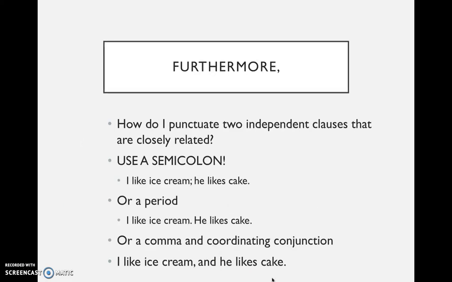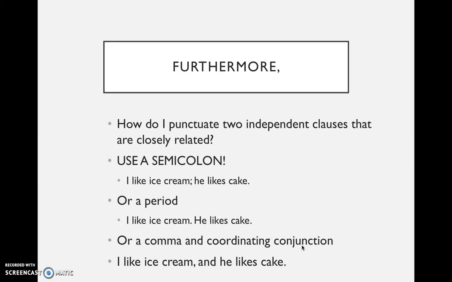So, how do I punctuate two independent clauses that are closely related? Option 1, put a semicolon between them. I like ice cream, semicolon, he likes cake. Of course, we could also put a period. I like ice cream, period. He likes cake. Or a comma and a coordinating conjunction. I like ice cream, comma, and he likes cake.